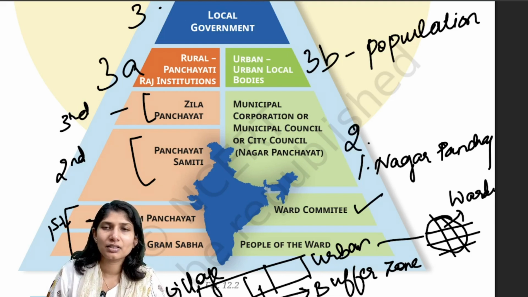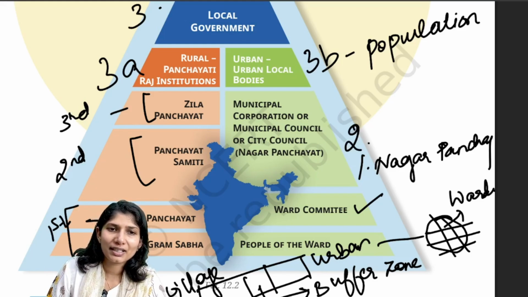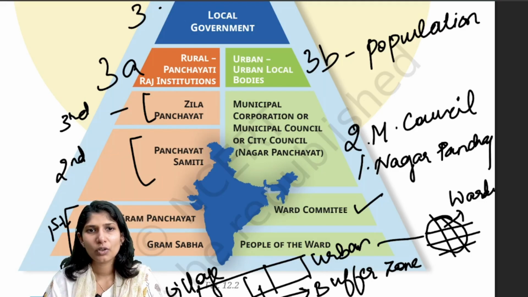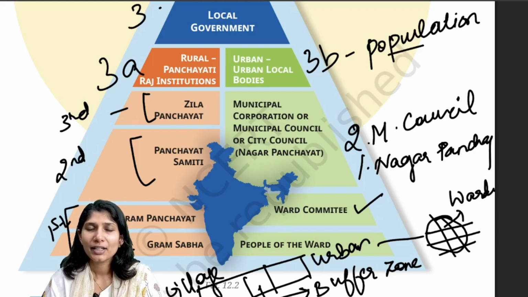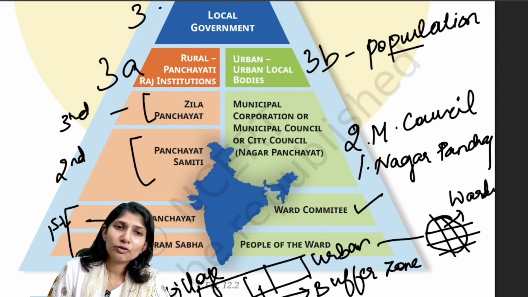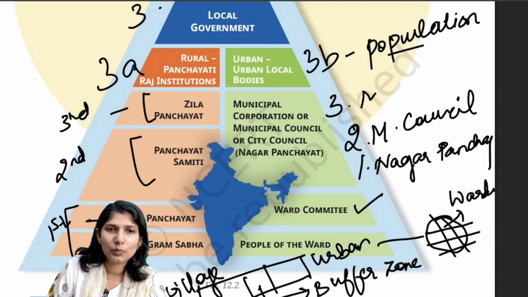The second tier up, from bottom to top, is the municipal council. As I mentioned, the division is based on population. If the population residing in a particular area is up to 10 lakh people, then we call it a municipal council. Then if you have a particular area which has more than 10 lakh people, that will be called a municipal corporation.